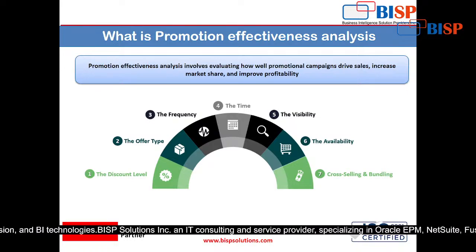Then the frequency of the sale, and for how much time the campaign is running, also impacts the sale. The visibility, the availability, and cross-selling and bundling. Cross-selling we already discussed in our previous session, right? So whenever we run any campaign, we see how it impacts the sale.